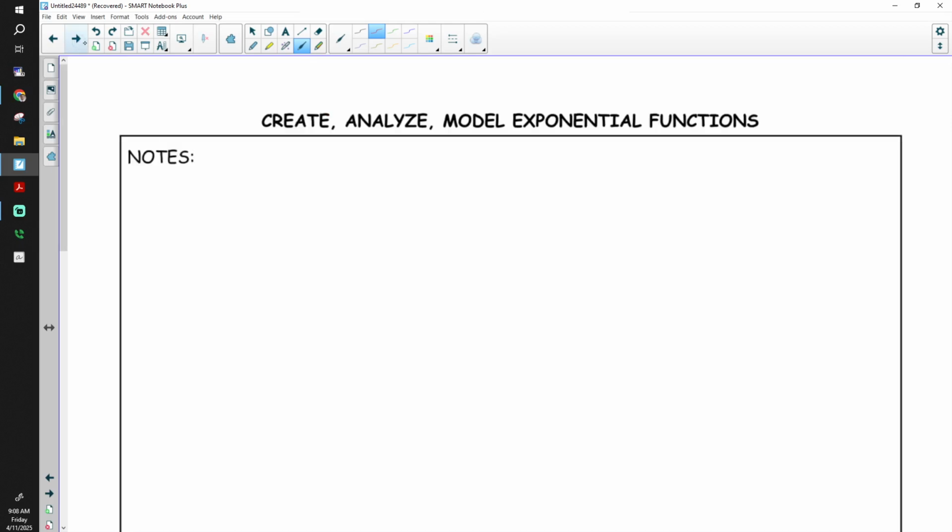Alright, that is your systems of equations. Your homework is to now go and move on to exponential functions.